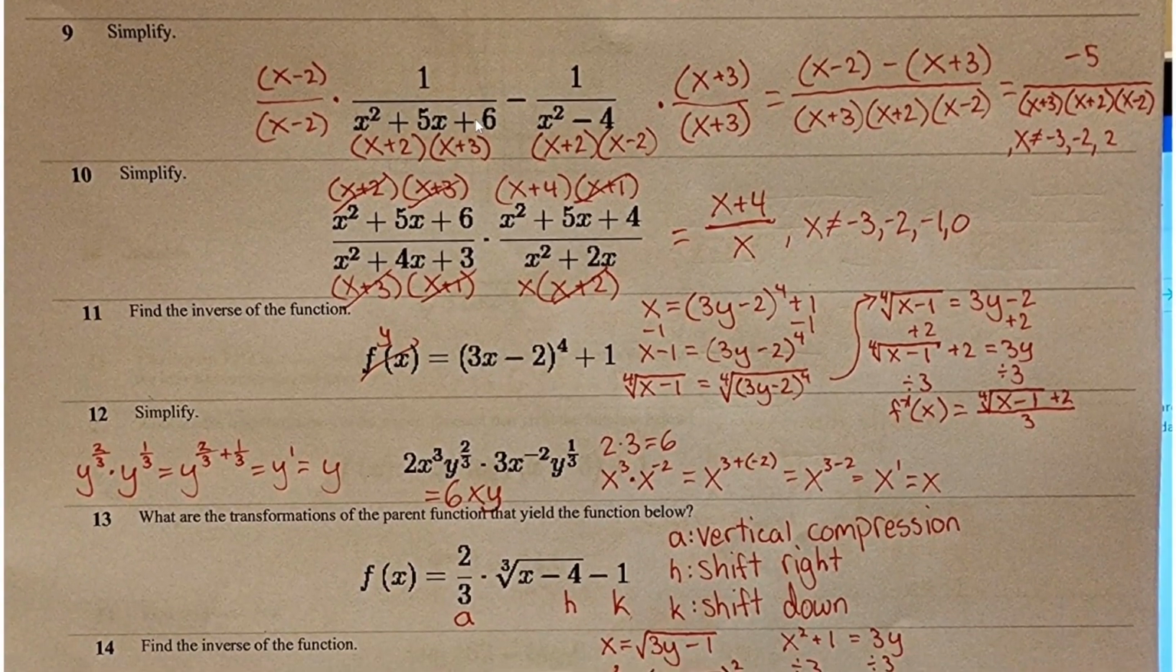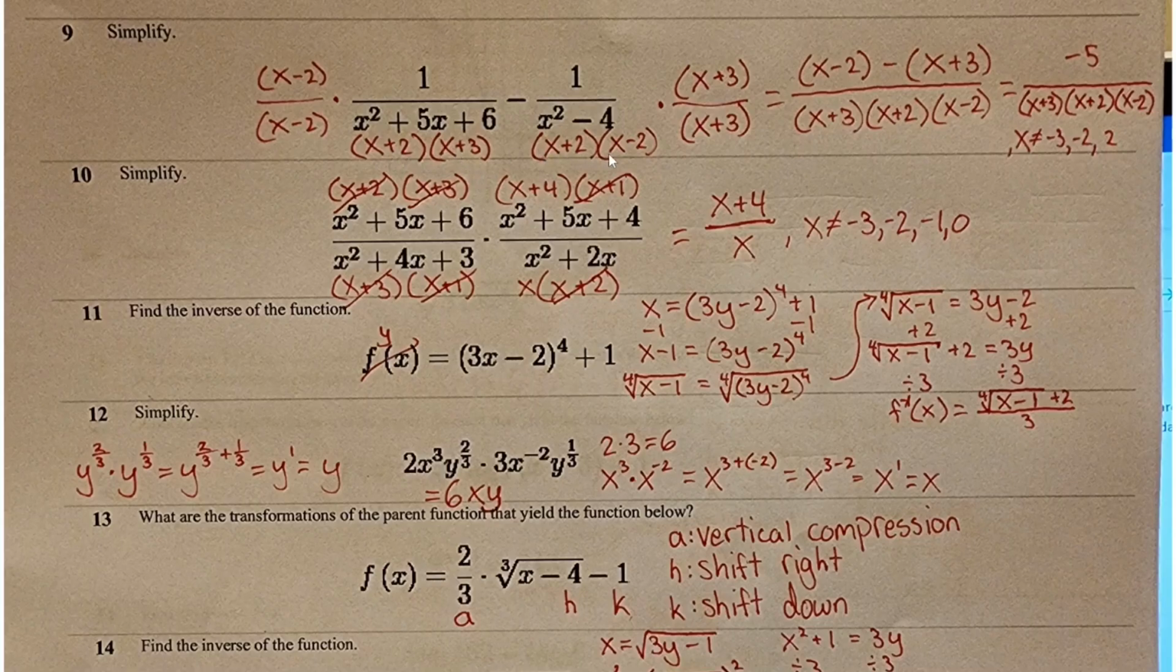Number 9, simplify. Easily the hardest problems from this unit. By the way, all of these problems were from Unit 5 that we're simplifying these complicated looking fractions. And again, the trick is to factor. It's always to factor, but on this one we're subtracting. You need matching denominators. This one had an x plus 2 and an x plus 3.